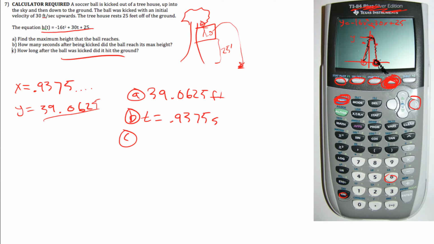You can hit enter, and it's going to tell you that that point is x equals 2.5 and y equals 0. And again, what that means is that t equals 2.5 seconds represents the time after it was kicked, the time that it took the ball to hit the ground. So we are done.